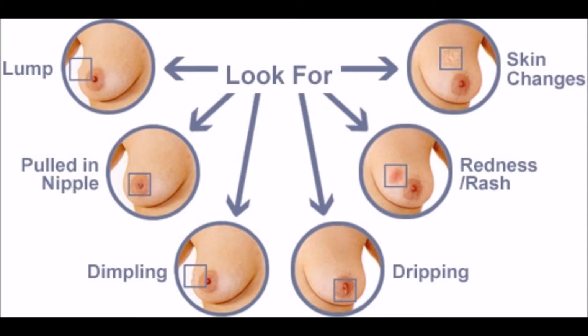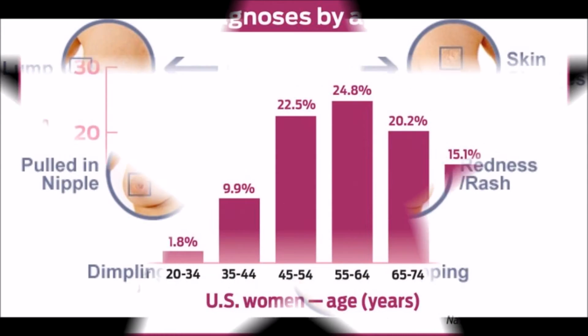nipple discharge. Sometimes a breast cancer can spread to lymph nodes under the arms or around the collarbone and cause a lump or swelling there, even before the original tumor in the breast tissue is large enough to be felt.